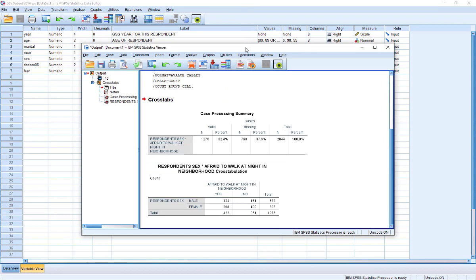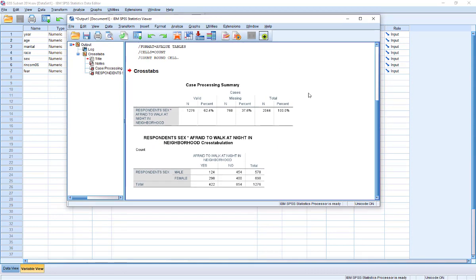You're going to see that the results that we get are really very straightforward. Here is giving us exactly what we asked it for, which was a cross tabulation. There is no chi-square statistic associated with this. It is merely a frequency count across the 4 cells. And again, the 4 cells are representing yes male, yes female, no male, no female, for a total of 1,276 respondents.